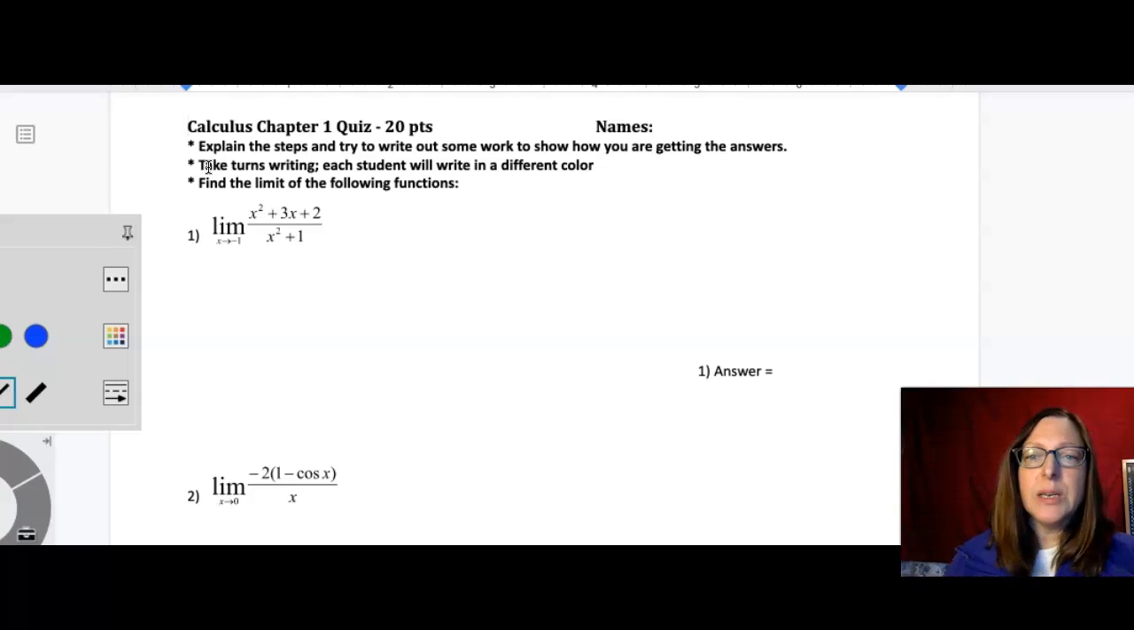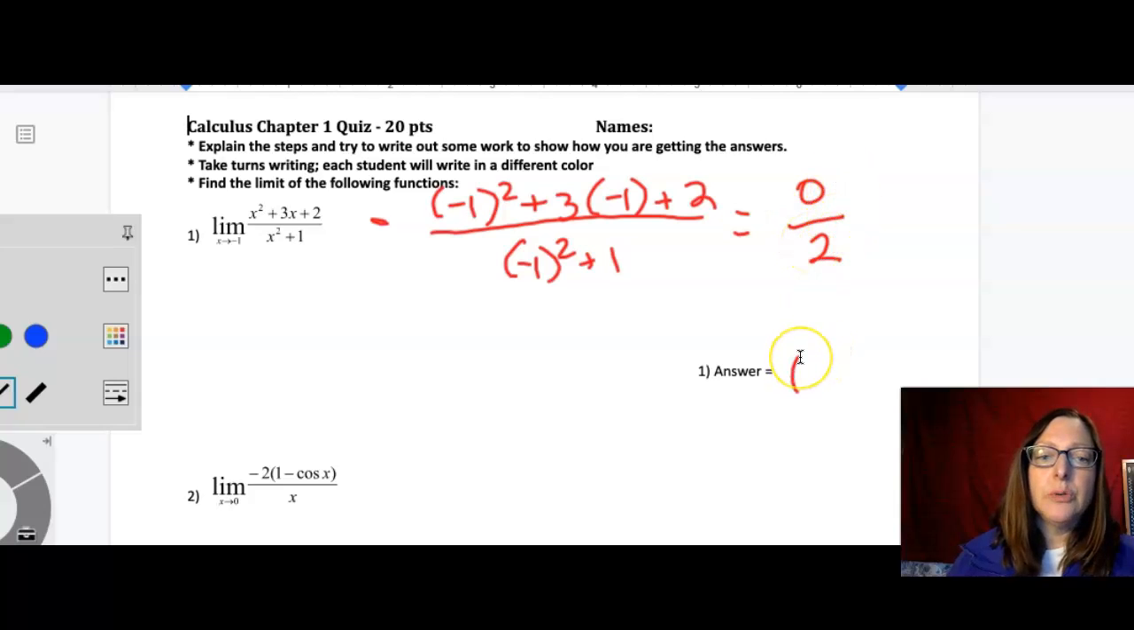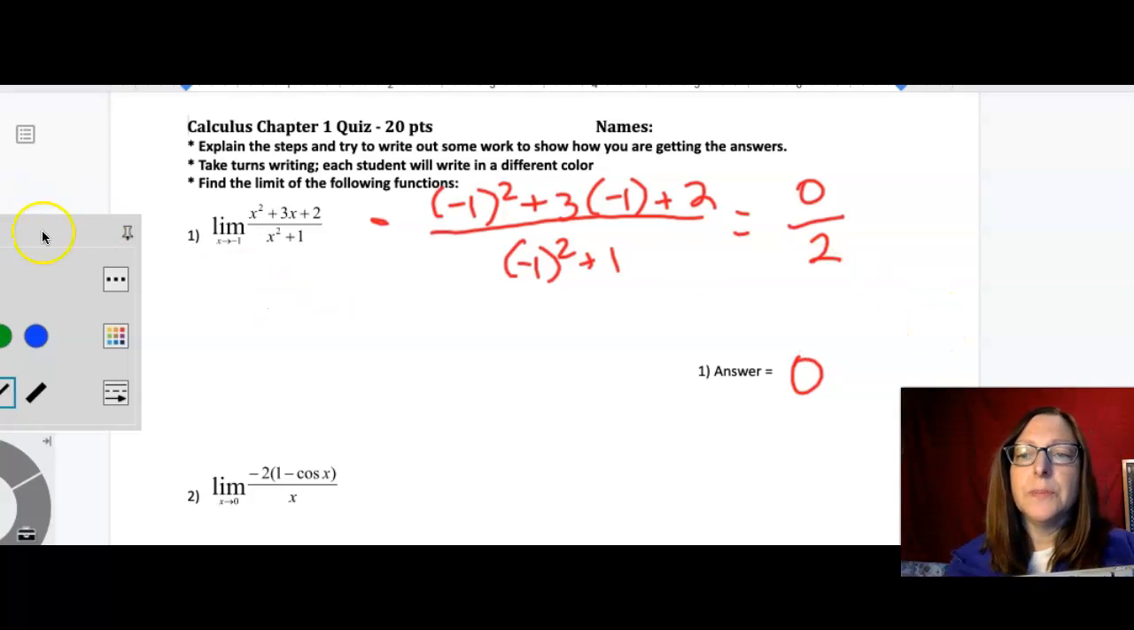Let me go through an explanation. Number 1, it will not factor in the bottom. So there's nothing to really factor, but you can plug in a -1 on top and plug in a -1 on the bottom. Just make sure when you're plugging in negatives that you use parentheses. So when I simplify the top, I get 0. When I simplify the bottom, I get 2. So 0 divided by 2 is 0 for an answer.